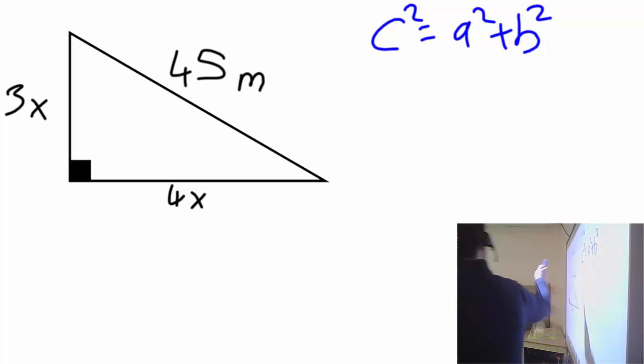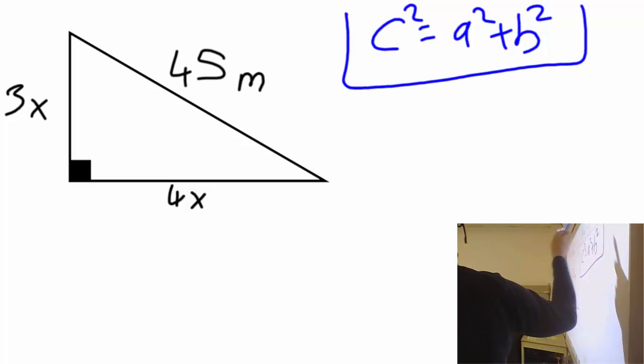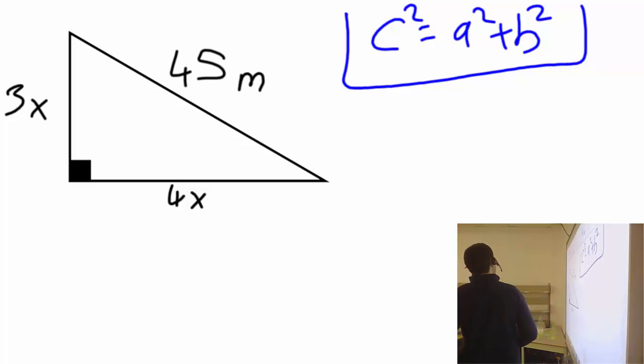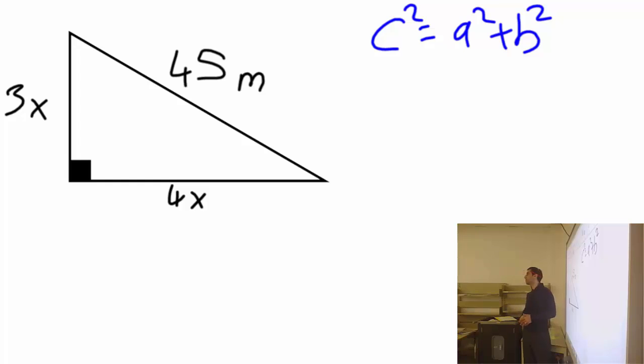I need to see this formula almost in every question you will see at the exam on Friday. So when you see a Pythagorean theorem, write that down. And then let's figure out which one is A, which one is B, which one is C. So the most important is C across from the 90 degree. Let's write that down.